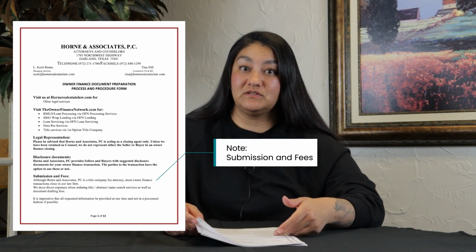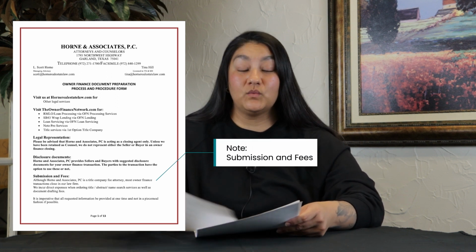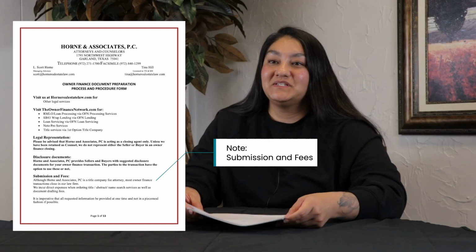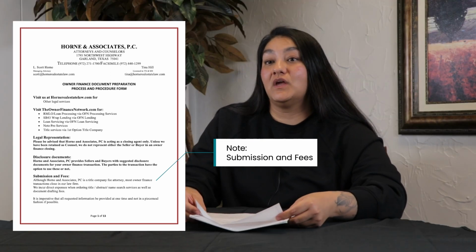On the first page of the process and procedure form, we go over a couple of the services that we provide at Horne Associates. At the very bottom, you will see a part that says a submission fee. That is a fee that we do require to be submitted with the earnest money. The submission fee has to be submitted with the earnest money and it will be credited at closing.